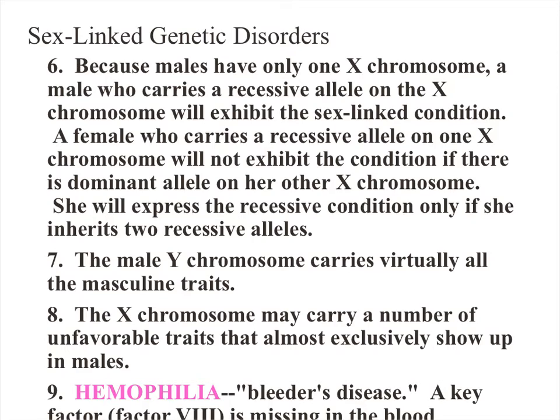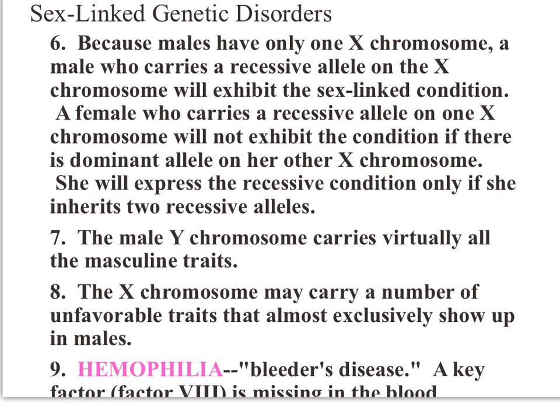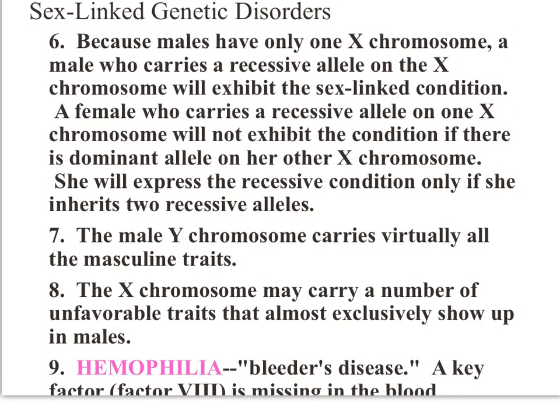Okay, so again, we've already talked about this, but we'll talk about it again. Here it's written. Males only have one X. So they either have the disease or they don't. If they have the recessive allele, they either have it or they don't. A female can be a carrier. If you're a carrier, you do not have the disease, but you could pass it to your children. The only way a female would get a recessive disease is if she gets a recessive allele from both parents.